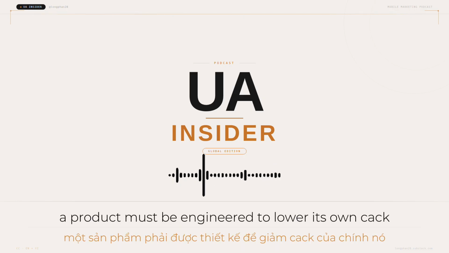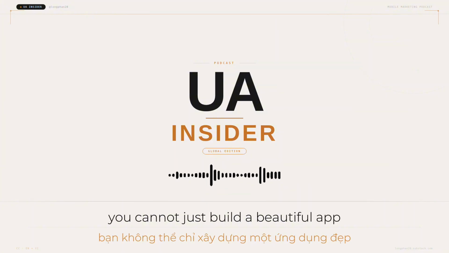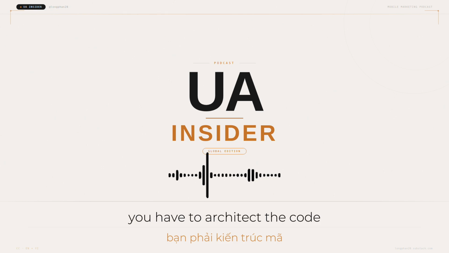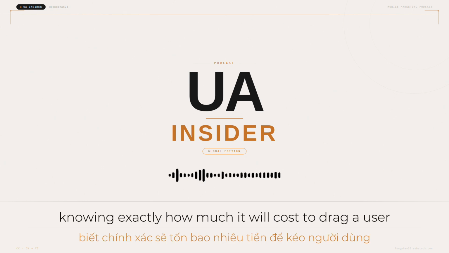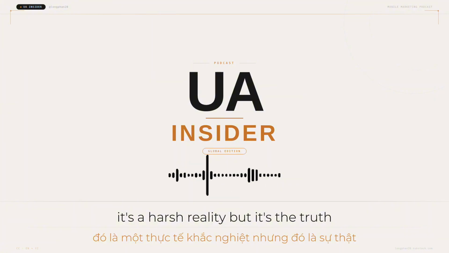100%. A product must be engineered to lower its own CAC and maximize its own LTV. You cannot just build a beautiful app, put it in the store, and pray the algorithm finds you. You have to architect the code knowing exactly how much it will cost to drag a user kicking and screaming through the funnel. It's a harsh reality, but it's the truth.